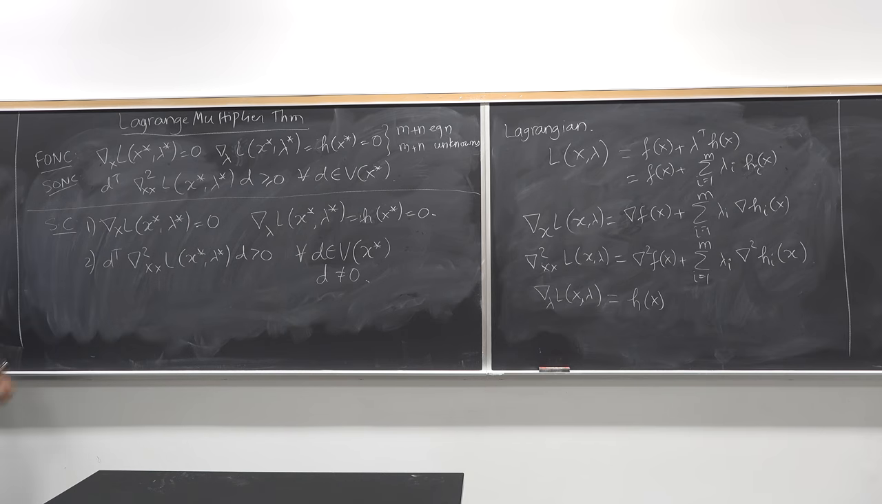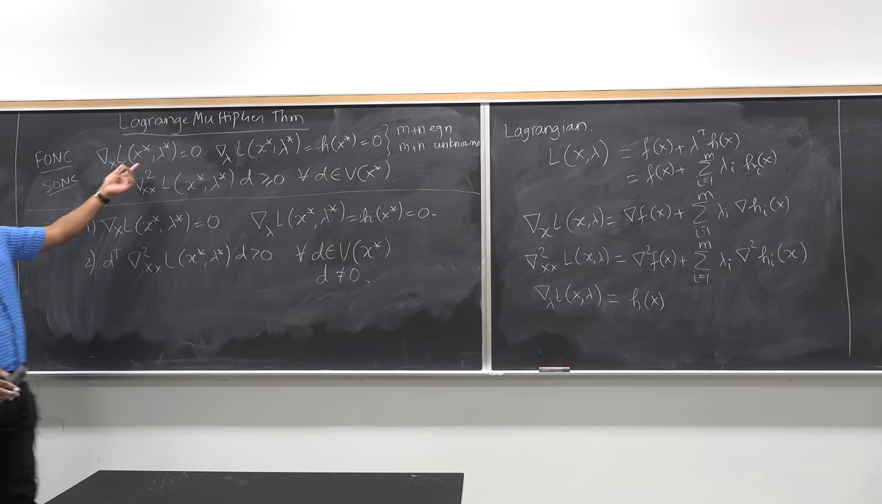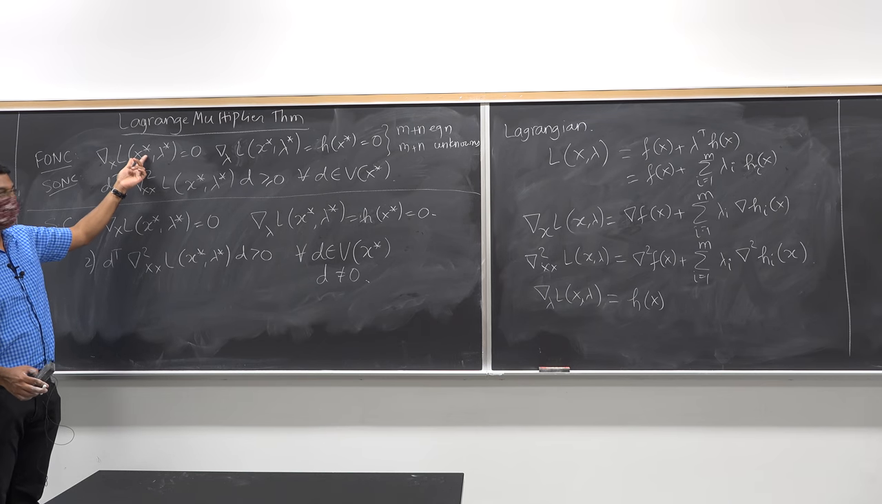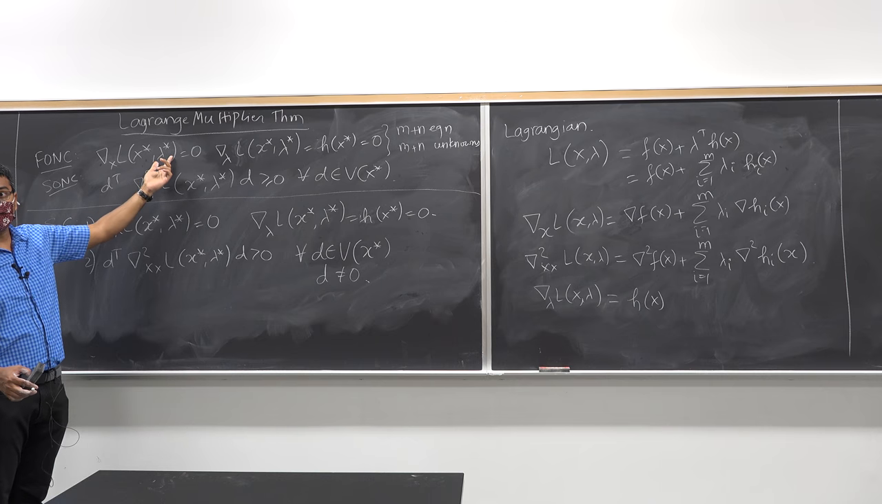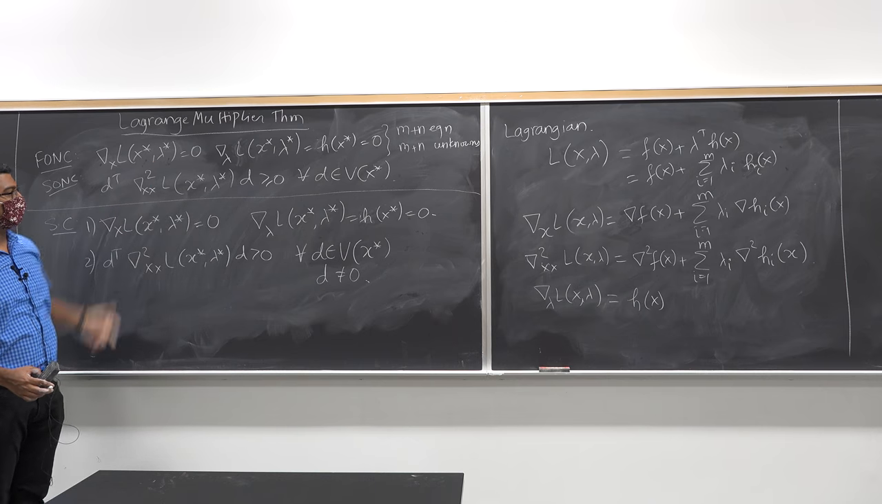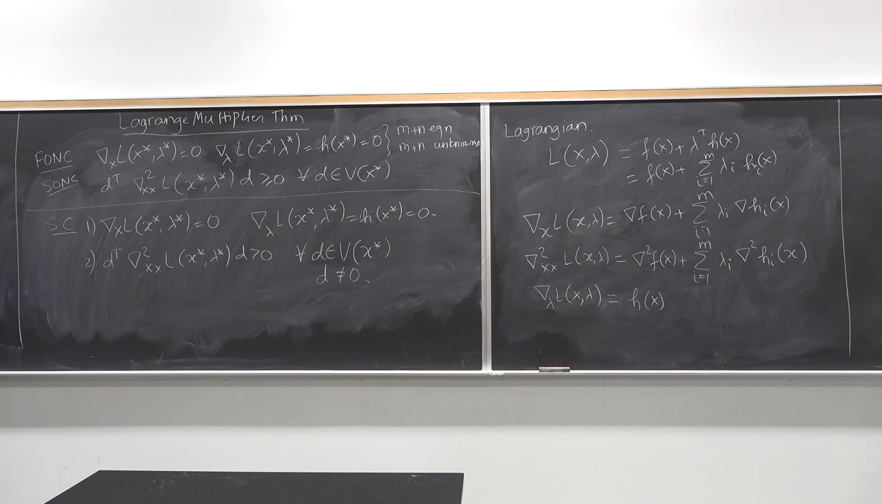When we talk about constrained optimization problems, x star is of course a stationary point, but you don't talk about a stationary point in a vacuum. You also have to talk about lambda star, which is the corresponding Lagrange multiplier pair. So the stationary point would require the point itself and the corresponding Lagrange multiplier, lambda star.